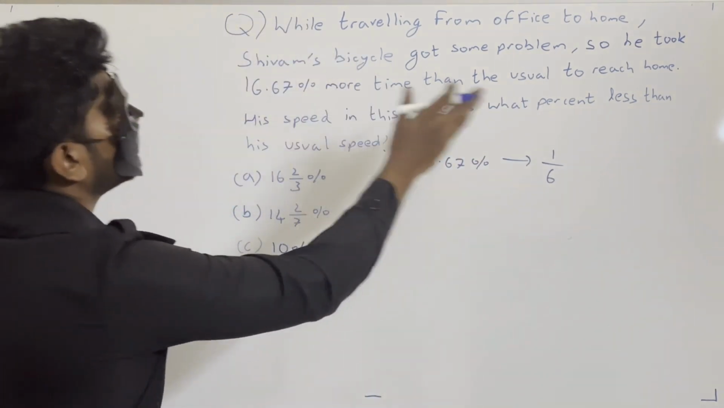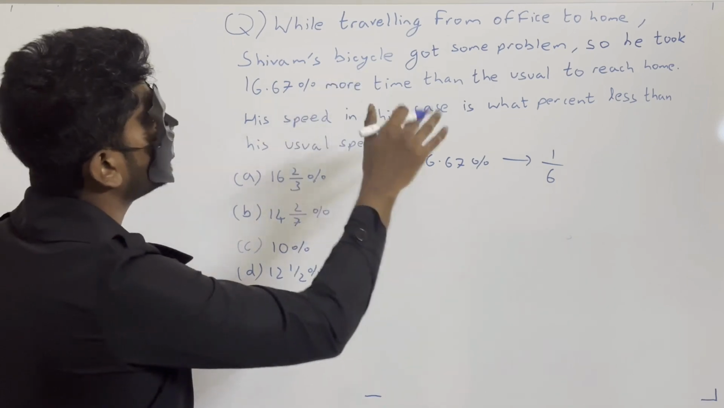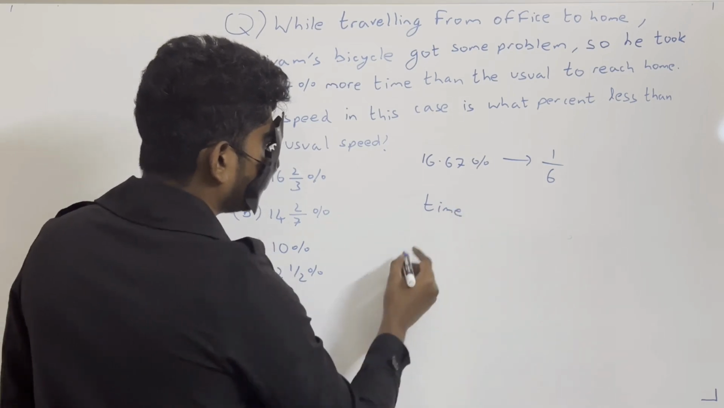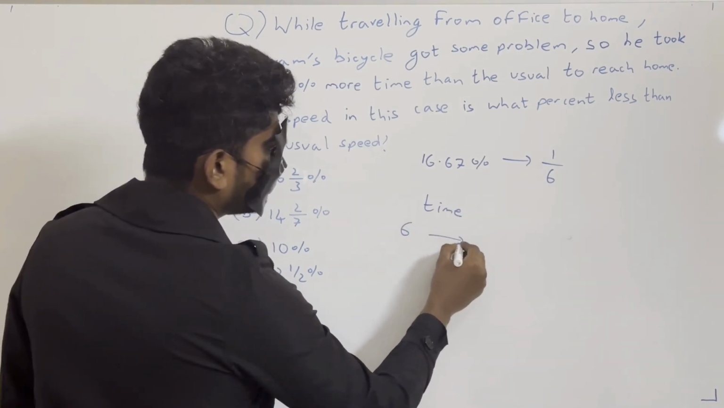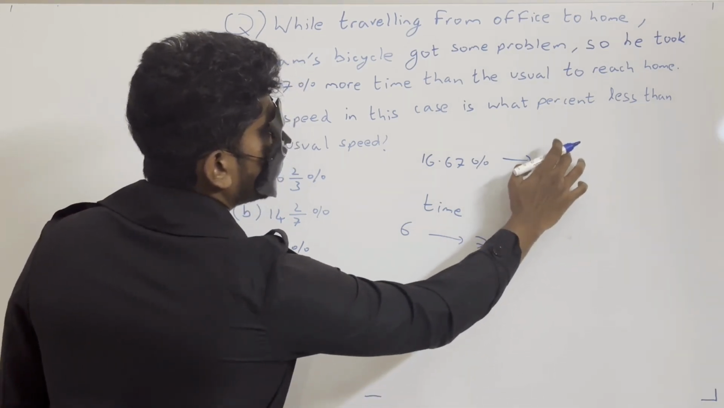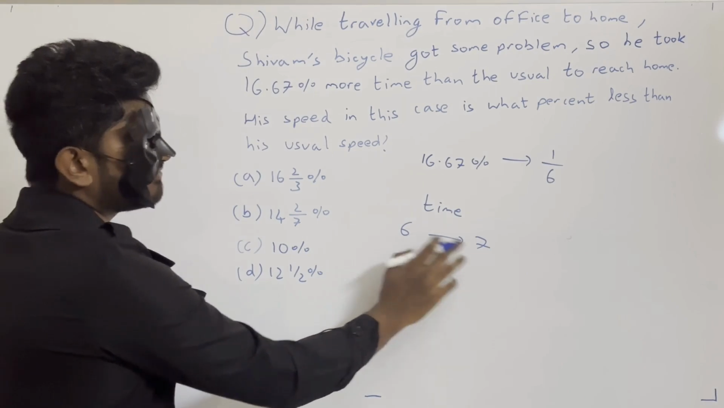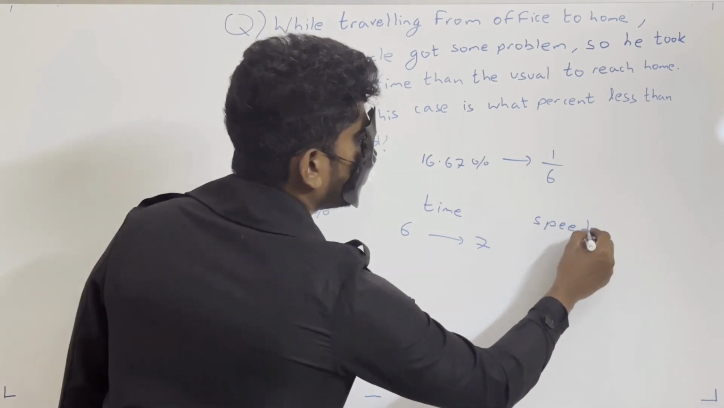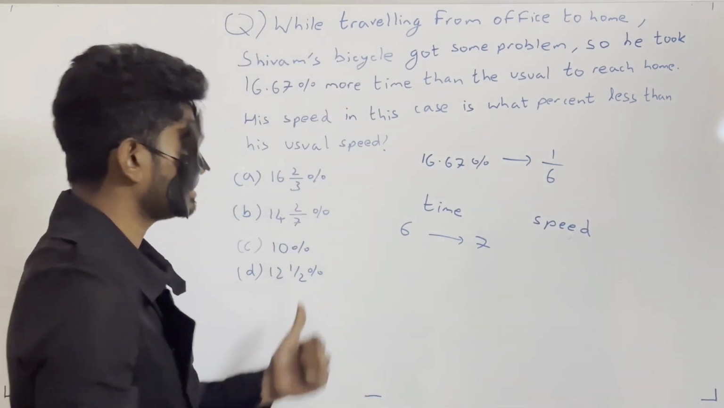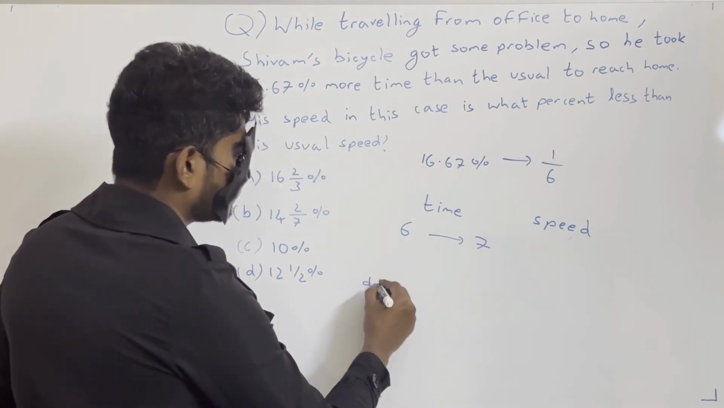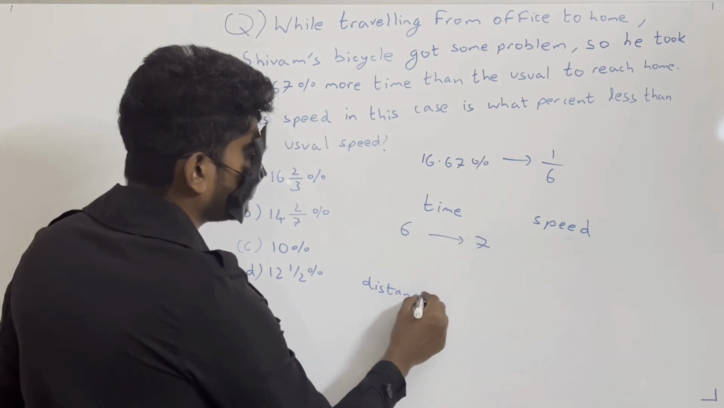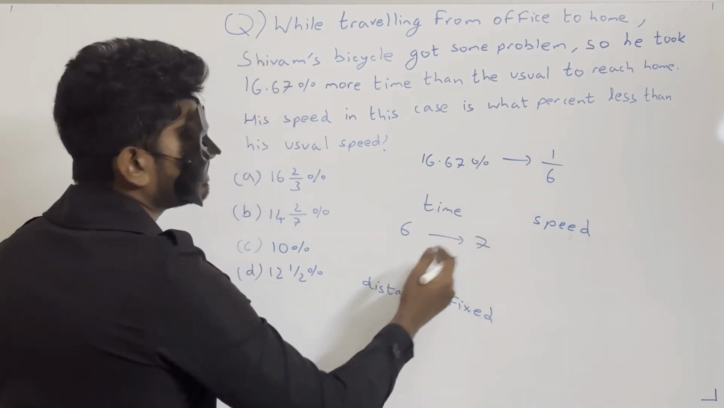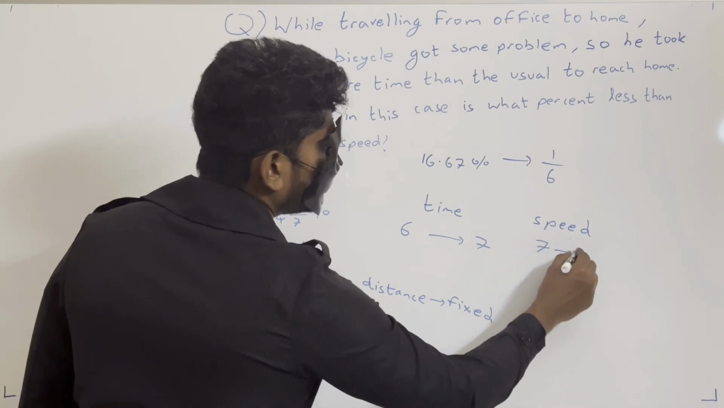So what is he saying? He took 16.67% more time than usual to reach. So time, suppose if it is 6, then it becomes 7, because out of 6 it is taking one more. So if it is 6, time will become 7. So speed, what did I tell you? It is inversely proportional to time, right? Because when distance is constant, distance is fixed. Distance here is fixed, from office to home. So when distance is fixed, speed will be inversely proportional. So speed will decrease from 7 to 6.